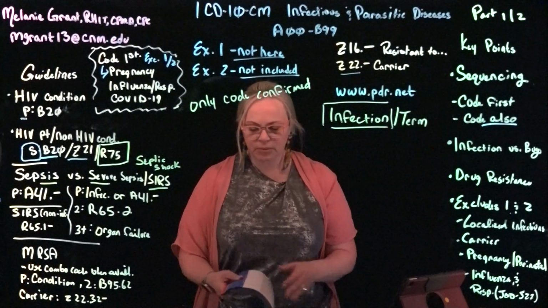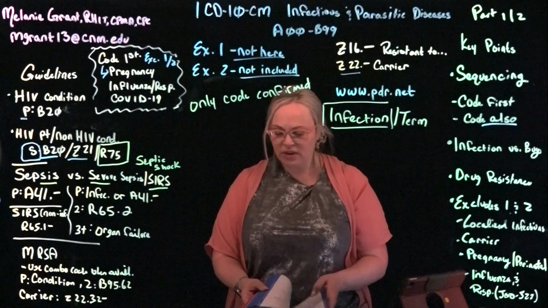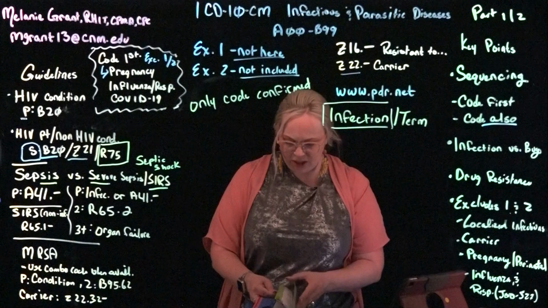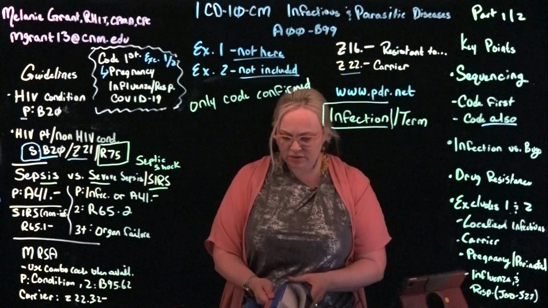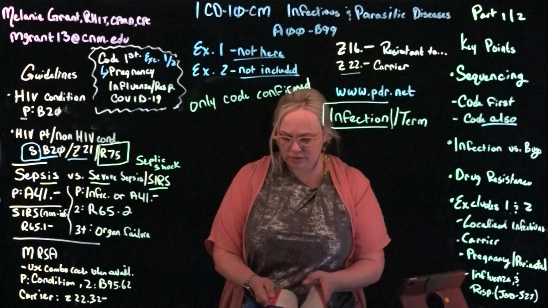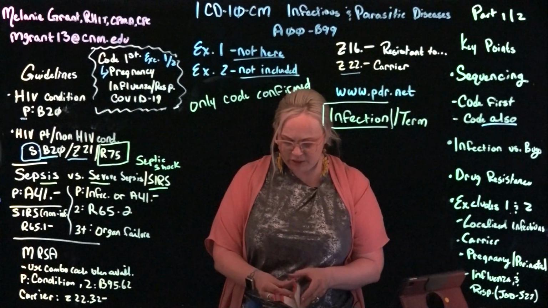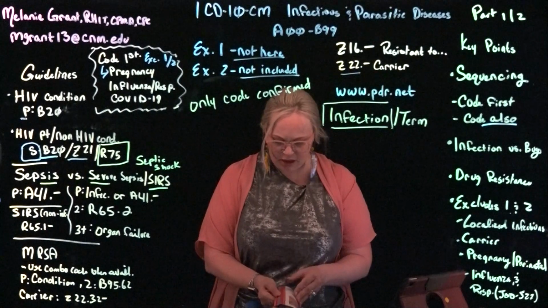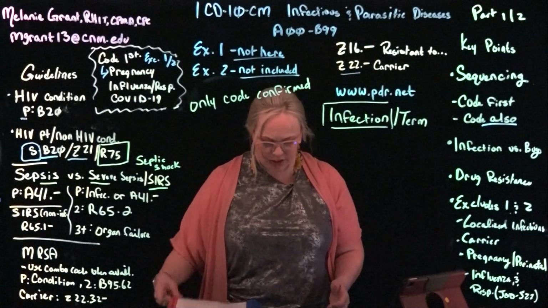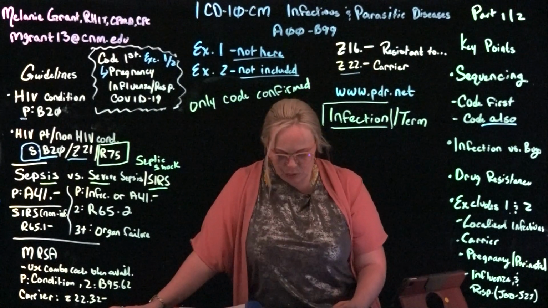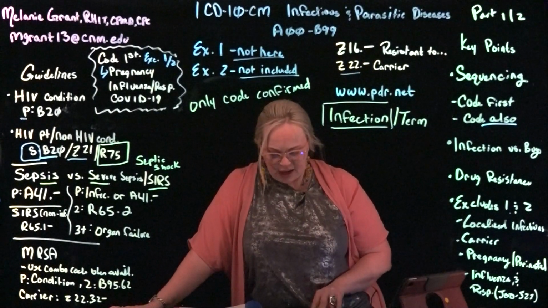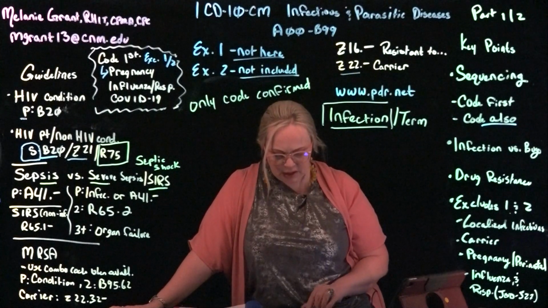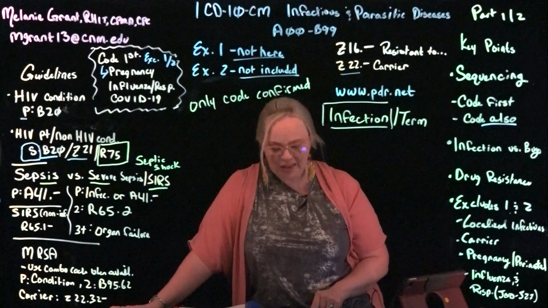If you look in your tabular on R65.1, which I'll have a page number for you in just a minute, I'm going to find that on page 952, 951 of my book is where it starts, at the bottom of 951. The R65 category is for symptoms and signs specifically associated with systemic inflammation and infection.